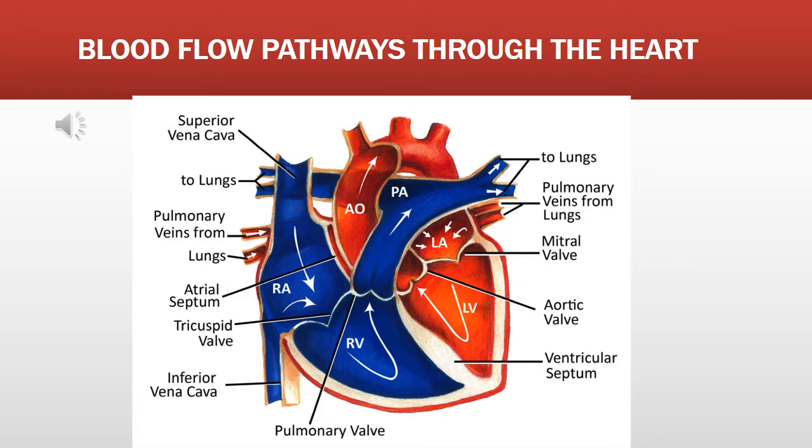Oxygenated blood returns from the lungs via the pulmonary veins and enters the left atrium. From there, it will pass through the mitral valve into the left ventricle, which pumps blood through the aortic valve and into the aorta, where it can then be carried throughout the body.